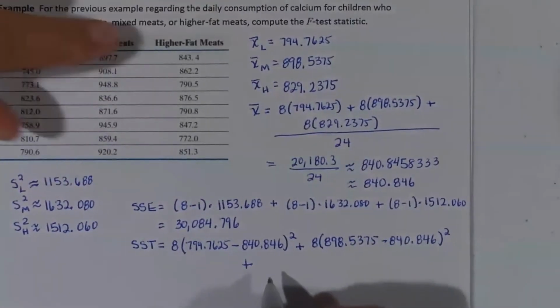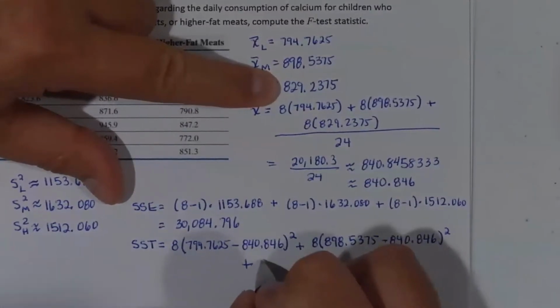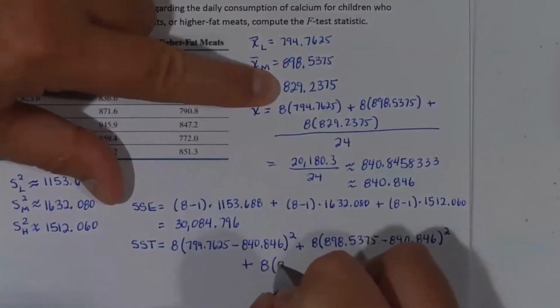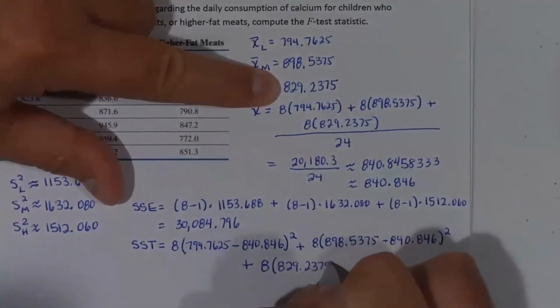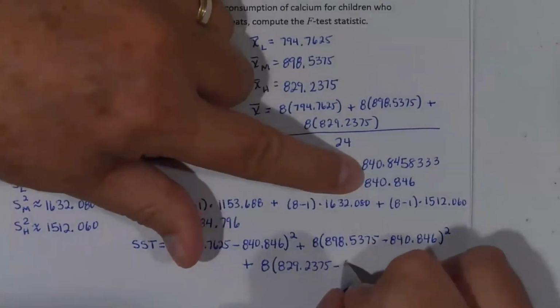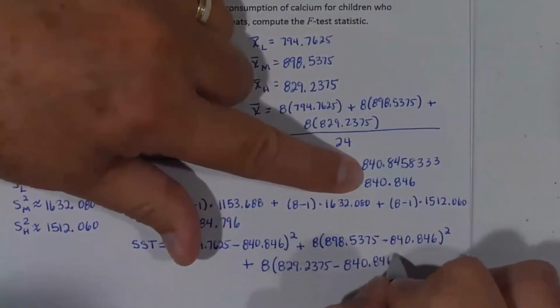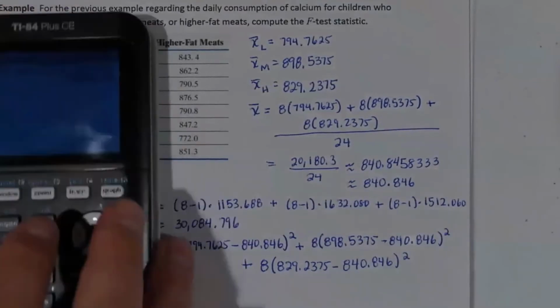Plus, for my third group, for the higher fat meats, first of all, we have a sample size of 8. The individual mean is 829.2375 minus the overall mean 840.846 squared. So again, this is going to give me the sum of the squares due to treatment.